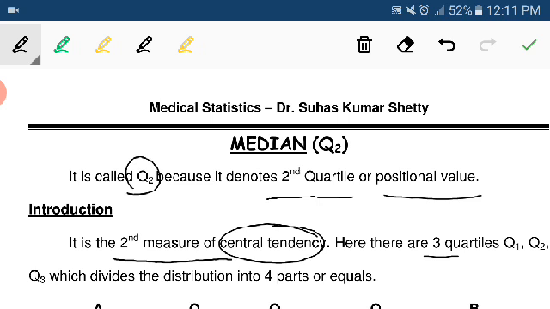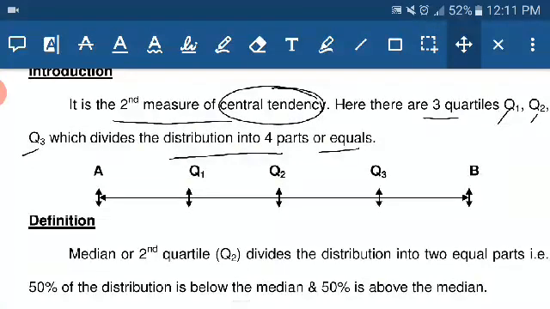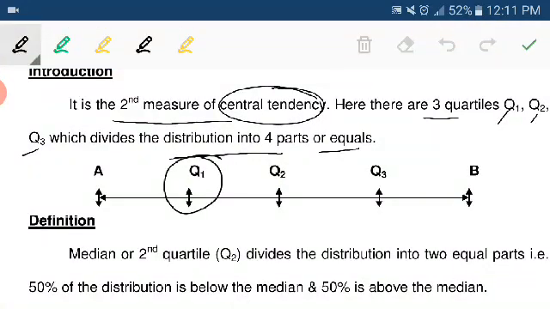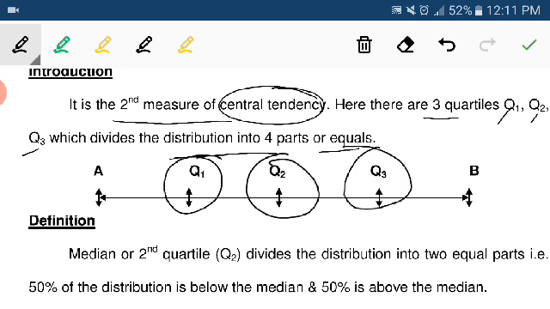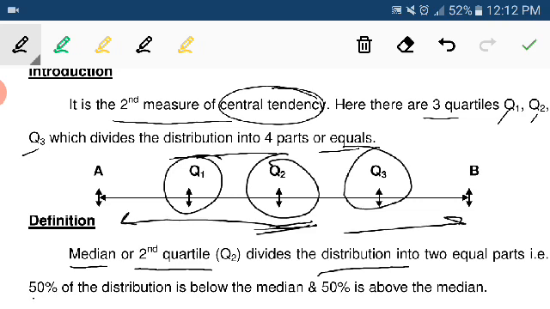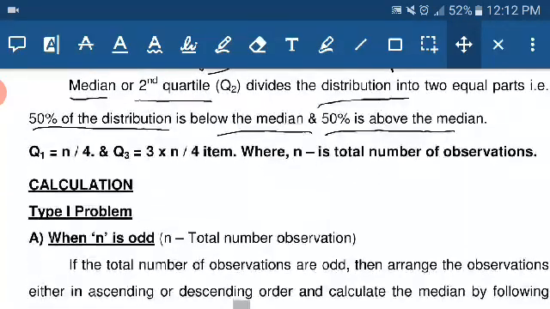There are three quartiles, Q1, Q2, Q3, which divide the distribution into four equal parts. The second measure of central tendency is the median. The median, or second quartile, divides the distribution into two equal parts, that is, 50% of the distribution is below the median and 50% is above the median.